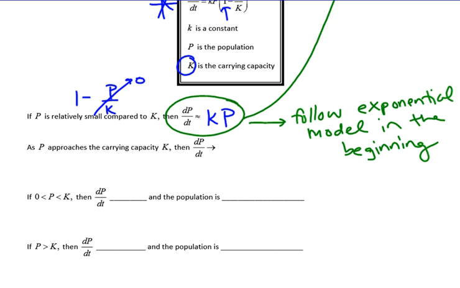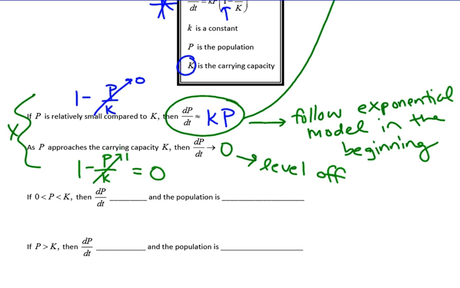But as P approaches the carrying capacity, as P gets closer and closer to K, P over K is approaching 1, and so this whole thing is equaling 0. So the rate of change is approaching a slope of 0. That means we are leveling off as we approach the carrying capacity. It's no longer looking exponential, but that rate of growth is slowing down. Okay? So those are again something to memorize.